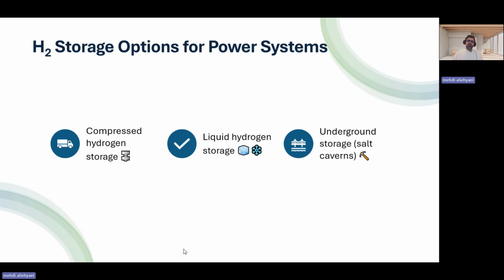And also, we briefly take a look at the H2 storage options for power generation. The first one, H2 can be stored as a compressed gas, which is suitable for small to medium amounts of storage and short-term use. And also, we have liquid storage, which allows more H2 to be stored in a smaller volume, but it requires very low temperature and more energy. And also we have underground storage, such as salt caverns, which can store very large amounts of H2 for long periods of time.